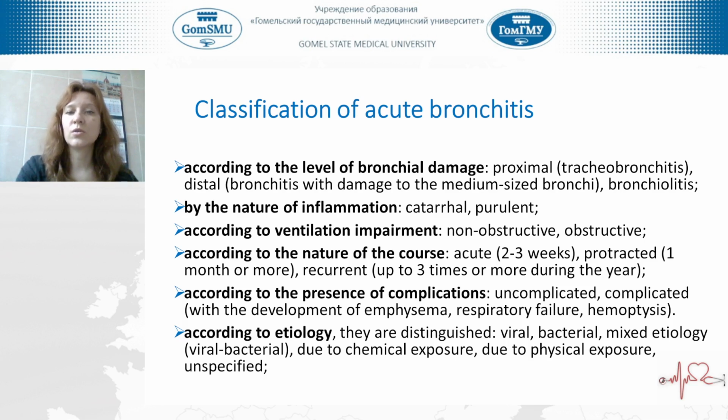According to the nature of the course, it can be acute, lasting 2-3 weeks, prolonged, more than 1 month, and recurrent, 3 times or more during 1 year. According to the presence of complications, it can be complicated or uncomplicated. It can be complicated by emphysema, respiratory failure, and hemoptysis.